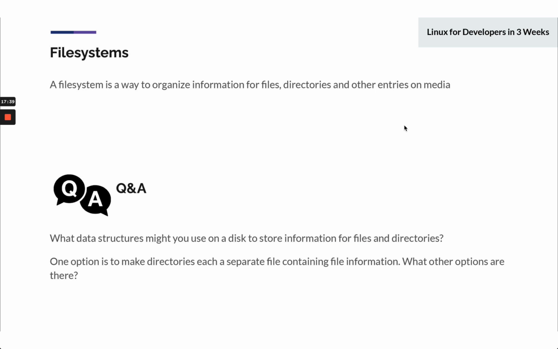So a file system is a way to organize information for files and directories and other entries on a hard drive. Here it says on media, but it's on any sort of disk type of media: hard drives, SSDs, thumb drives, and so forth. And just for discussion purposes, what are some data structures that you might use in order to store files and directories on the disk? If you were to write some code to store the information on the disk, what sort of data structures might you use? This is just to get you thinking about file systems in general. So what do you guys think?